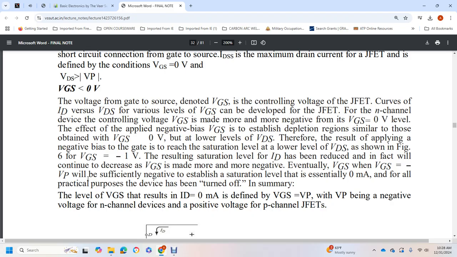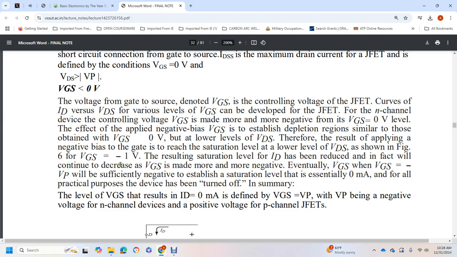The applied negative bias on VGS establishes the depletion region, similar to that obtained with VGS of 0 volts, but at a lower level of the drain-source voltage. Therefore, applying a negative bias on the gate reaches the saturation level at a lower level of drain-source voltage, as shown in Figure 6. VGS of negative 1 volt results in a reduced saturation level of the drain current.